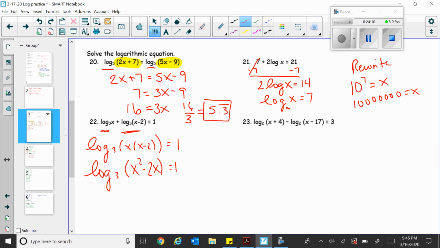Rewrite it in exponential form. So your base is 3, and then your exponent is 1, and it equals x squared minus 2x. Because it's quadratic, get it set equal to 0, crisscross, and then check your answers.